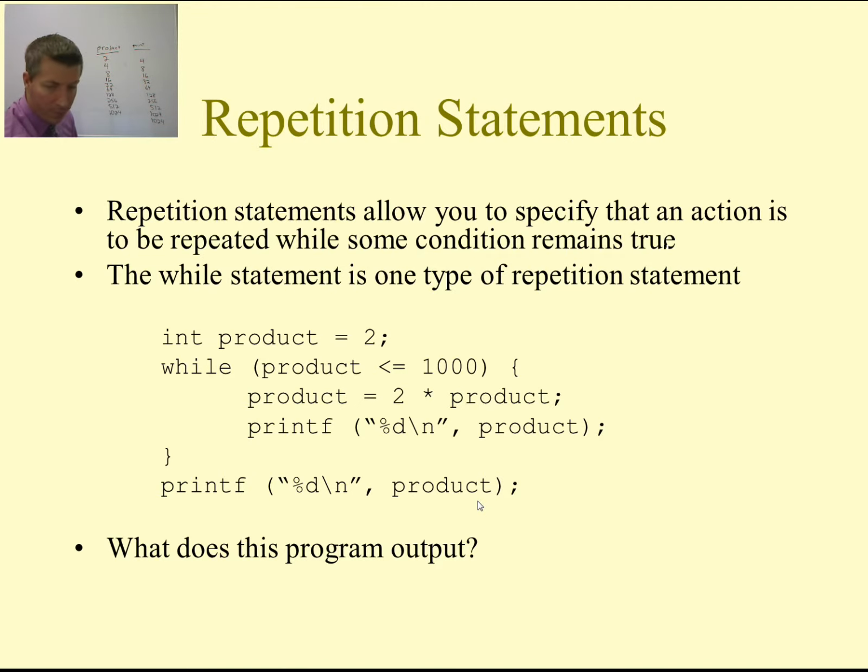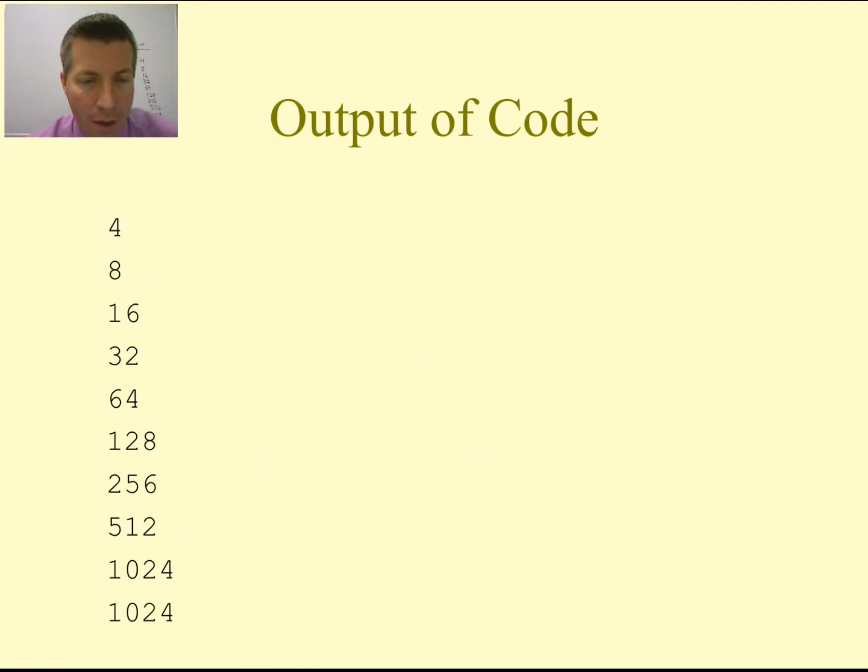So the output from this code here is it's going to print the powers of 2 starting at 4 all the way up to 1,024, and then it prints 1,024 a second time at the end because I have that line of code there. On the next slide, you're going to see this exact same output if you had trouble reading what I wrote behind me here on the whiteboard. So there is the output that we got from running that program on the previous slide.